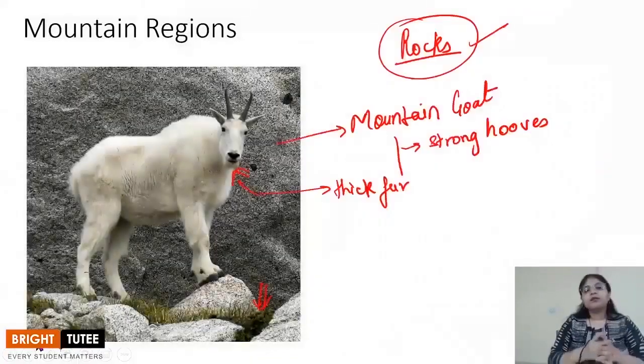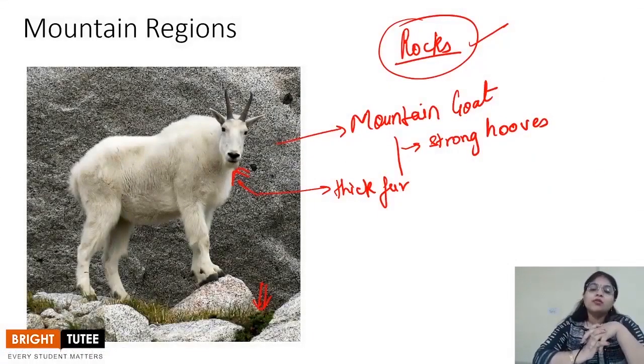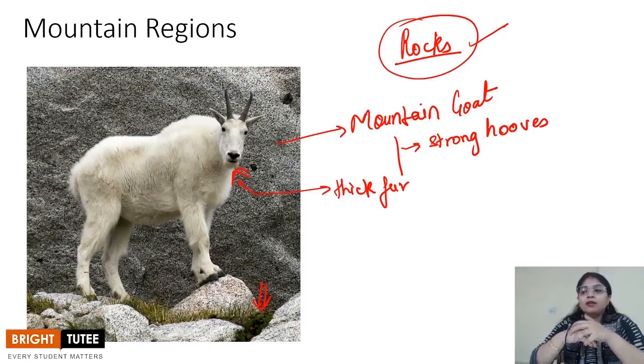So in this way, we see that there are different adaptations on the mountain regions. These are certain examples. You can look at more of the animals that live on these regions, and you will find similarities as well as differences between these animals, and you will be able to appreciate how these adaptations are very different from the adaptations of the desert environment.